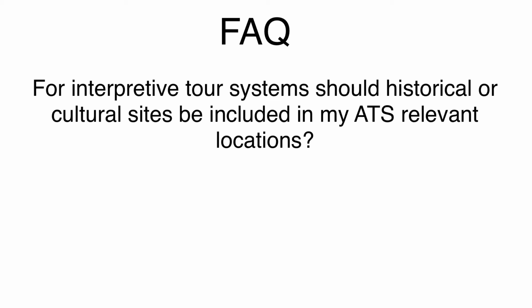The next question is, for interpretive tour systems, should historical or cultural sites be included in my ATS relevant locations? No, only transit assets that support the interpretive tour system should be included, not the historical or cultural sites that are interpreted as part of the tour.